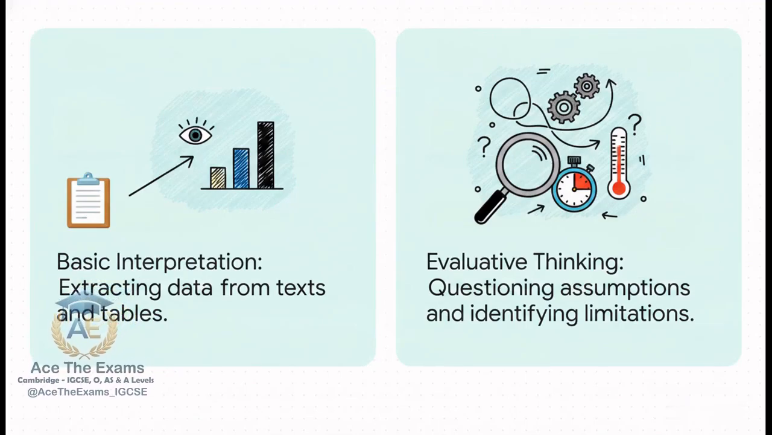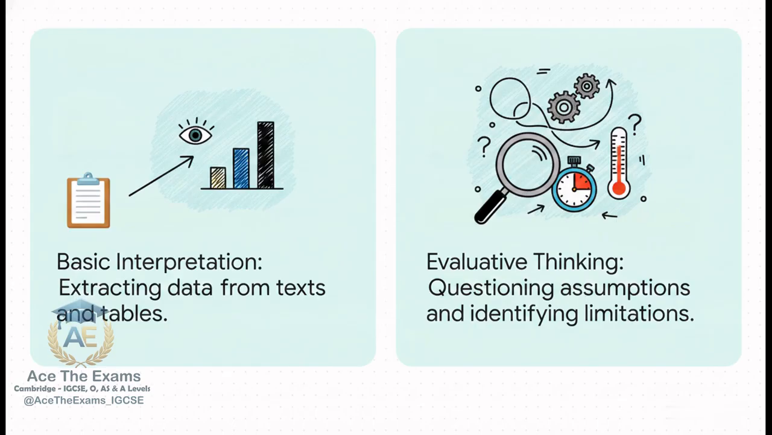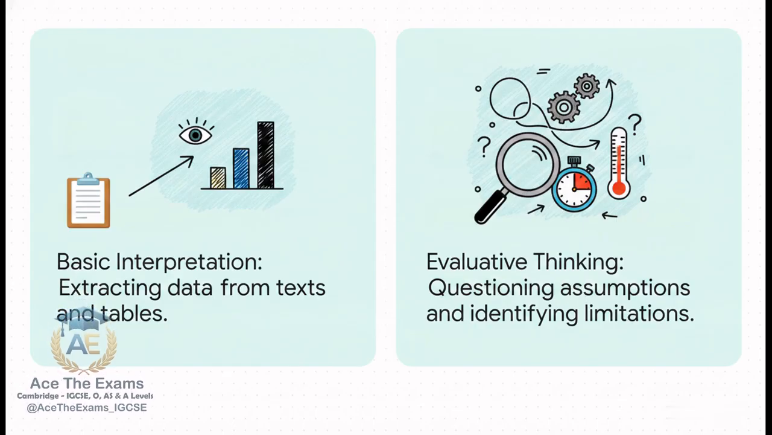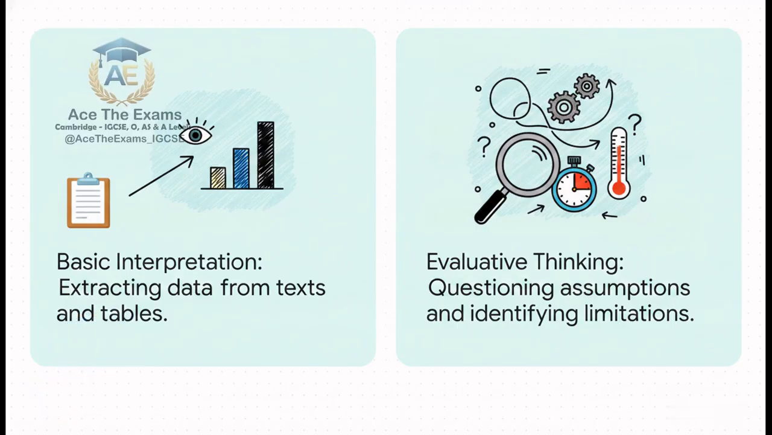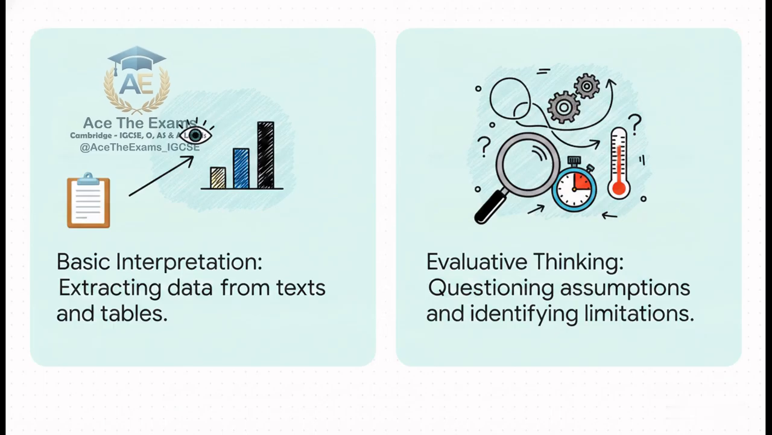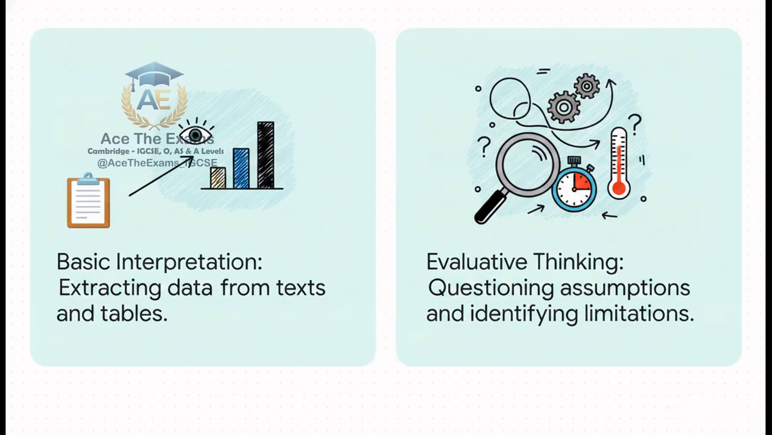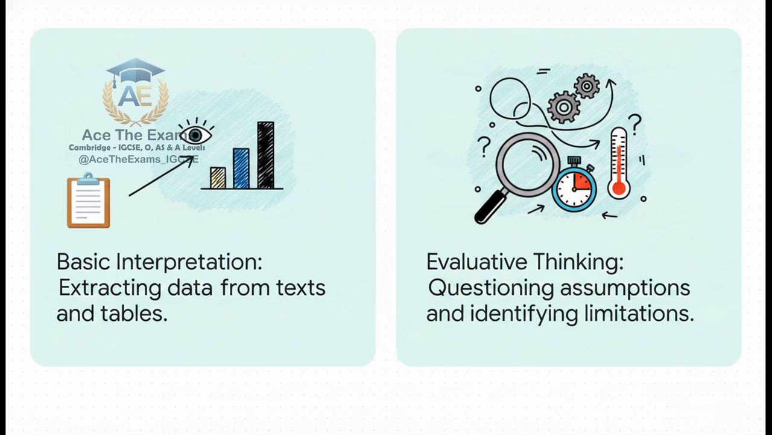Find the flaw. I want you to imagine a complex data table measuring the speed of sound in air at various different temperatures. A student with basic interpretation skills just extracts a fact. They write, at 20 degrees Celsius, sound travels at 343 meters per second. Okay, fine. But what if that same student writes a paragraph claiming that this single specific data point definitively proves a massive scientific hypothesis?